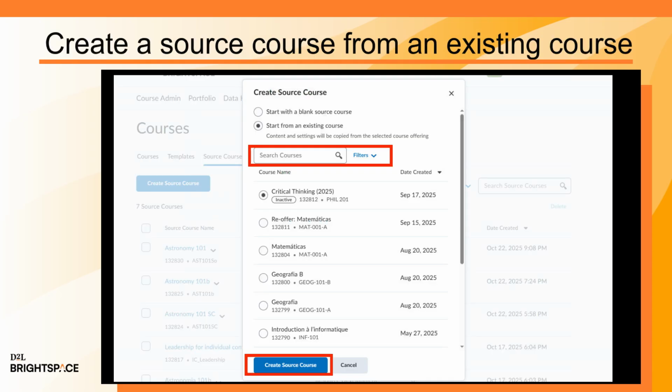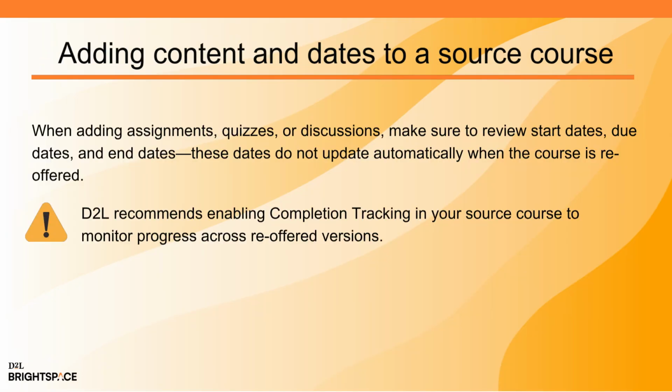If you start from an existing course, search for and select the course you want to copy, then click Create Source Course. Once the process is complete, you'll see a notification in Update Alerts confirming that the new source course has been created. You can then add content just like you would in a regular course.